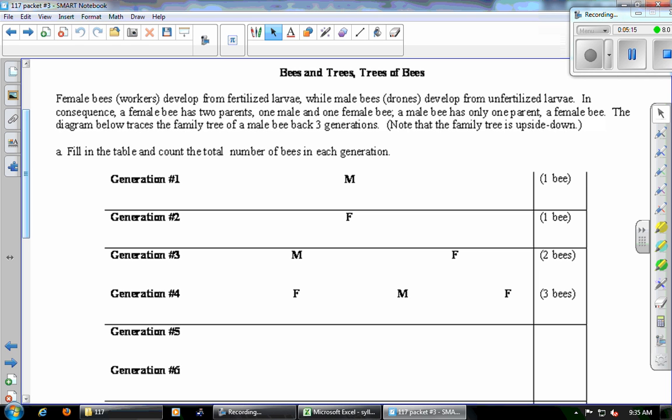So let's get a reader for this female bees example. Can we start with Patricia?